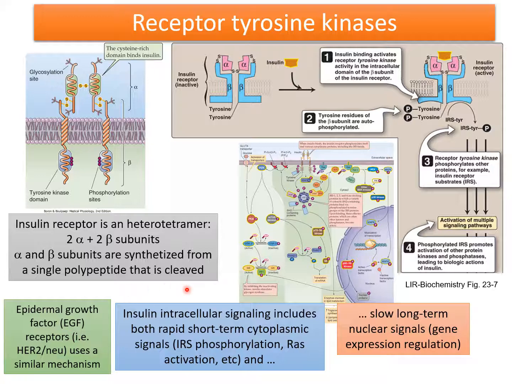But yeah, the biggest thing is knowing that you've got the two extracellular alpha subunits, transmembrane beta. Insulin, epidermal growth factor or HER2/neu will bind to this extracellular domain and induce a conformational change. You get these autophosphorylated tyrosines, which then activate through phosphorylation this IRS tyrosine here. Then you get the cascade of signals.